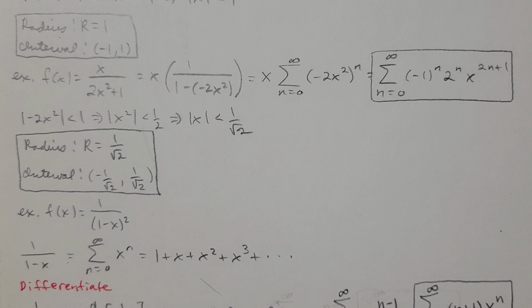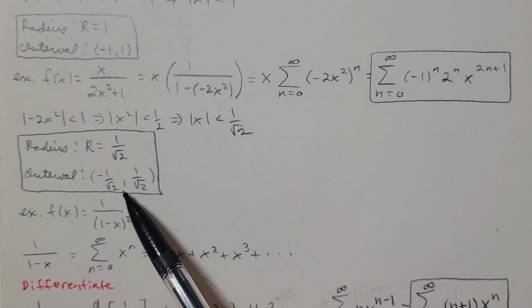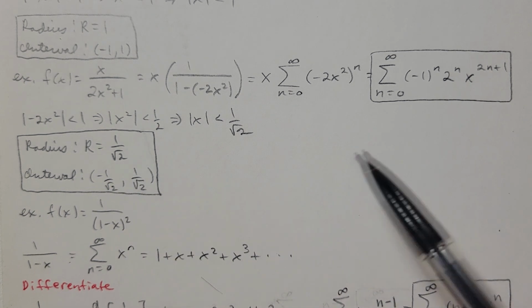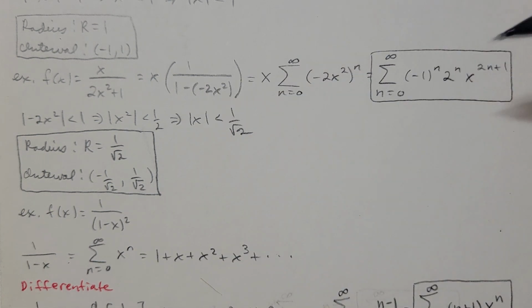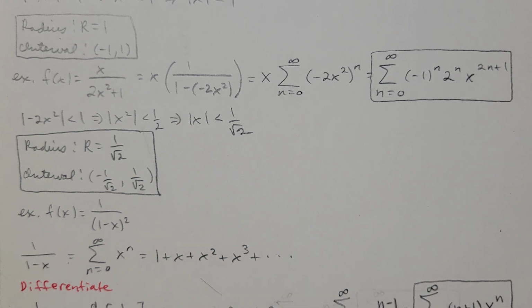So the interval will be negative 1 over root 2 to 1 over root 2. And I've got parentheses at both ends, right? I'm not including any endpoints here, because this is a geometric series. And the radius is 1 over root 2.